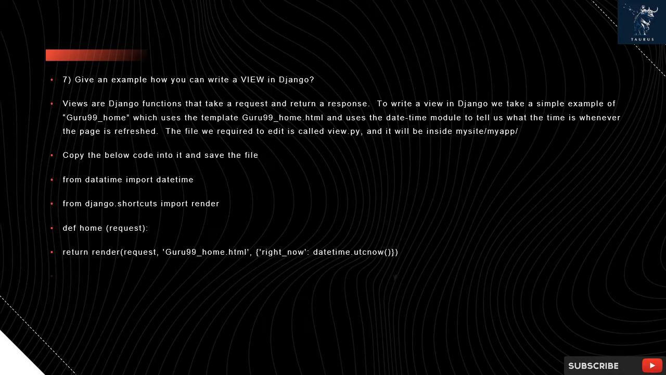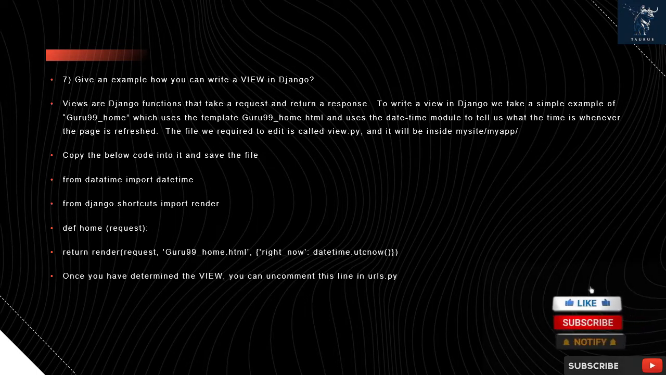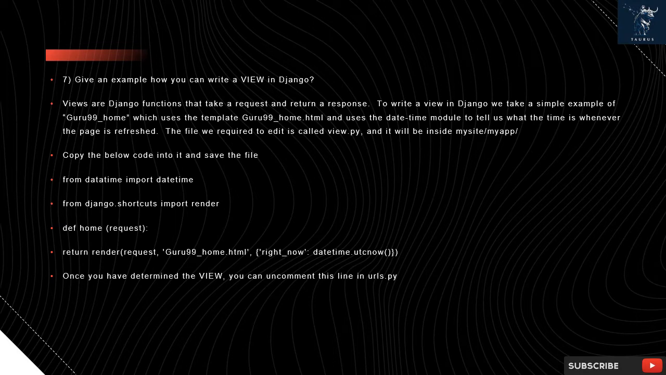7. Give an example of how you can write a view in Django. Views are Django functions that take a request and return a response. To write a view in Django, we take a simple example of guru99_home, which uses the template guru99_home.html and uses the datetime module to tell us what the time is whenever the page is refreshed. The file we are required to edit is called views.py, and it will be inside mysite. Copy the below code into it and save the file.